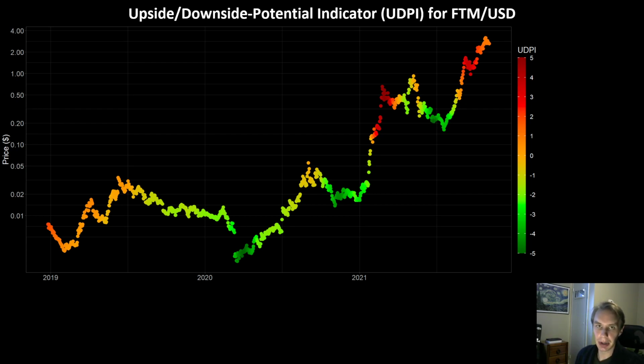And then again, the model also identified that correction we had in the summer. The model also identified the summer then as being a great time to be acquiring FTM. And then indeed we ended up going then into this big run into September where we put in this massive move to the upside.